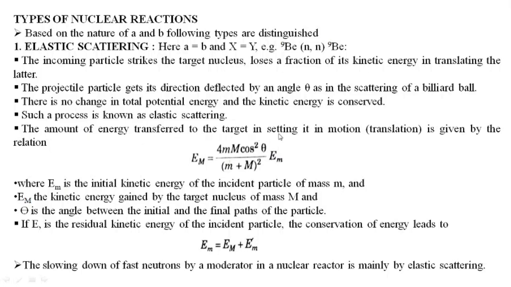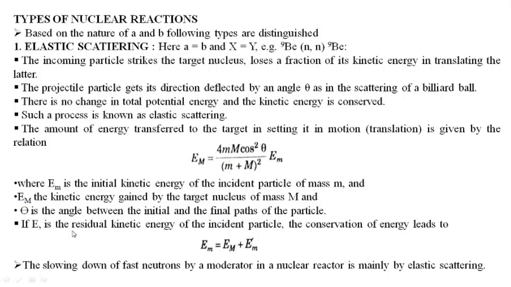The amount of energy transferred to the target in setting it in motion, translation, is given by the relation Em' = 4mM cos²θ / (m+M)² Em, where Em is the initial kinetic energy of the incident particle of mass m, and Em' is the kinetic energy gained by the target nucleus of mass M. This means that small m is for the incident particle, that is the projectile, and capital M is for the target. Theta is the angle between the initial and final path of the particle.